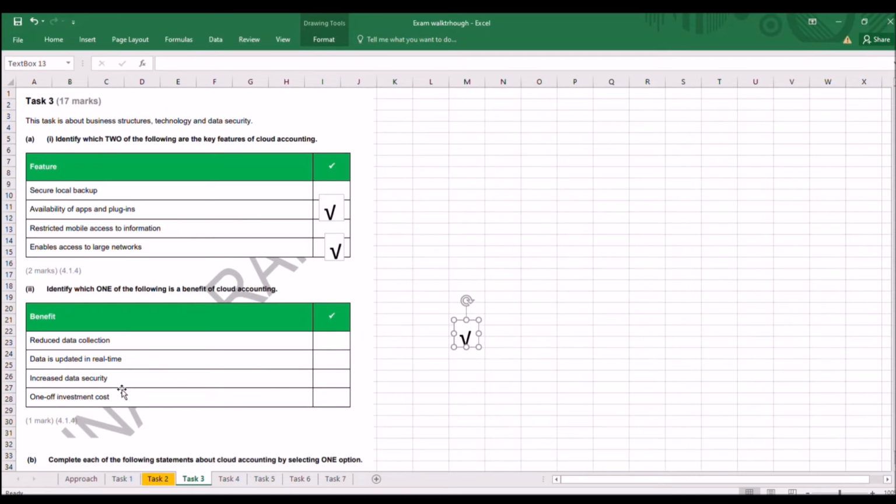Increased data security. Could be increased because this cloud operator, this host, has much better security than our ability. Could be weaker because we've got this nice thing sitting in our own server and you can't really get at it. So it's up and down. One-off investment cost. Well, that's not a benefit. Actually, to be fair, it's the other way around, really. You don't have to go and buy the server that you're going to host your account system on. It's going to be updated in real time, but it could have been that one really as well, to be honest.